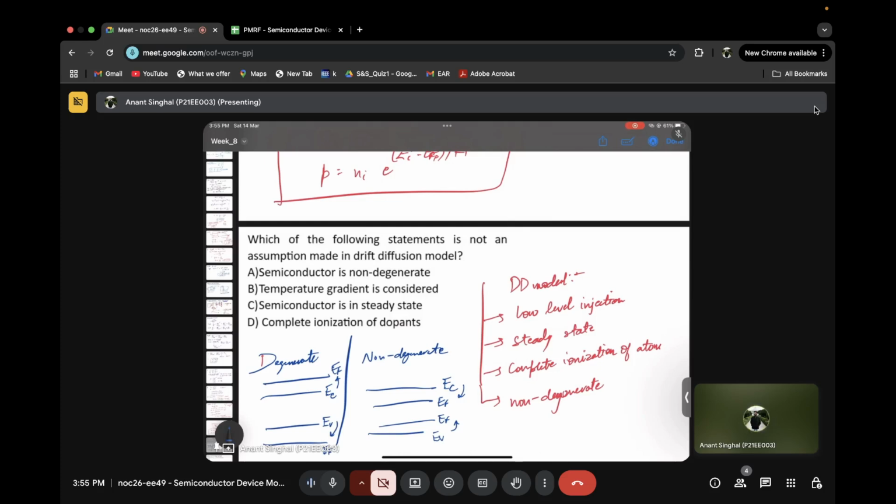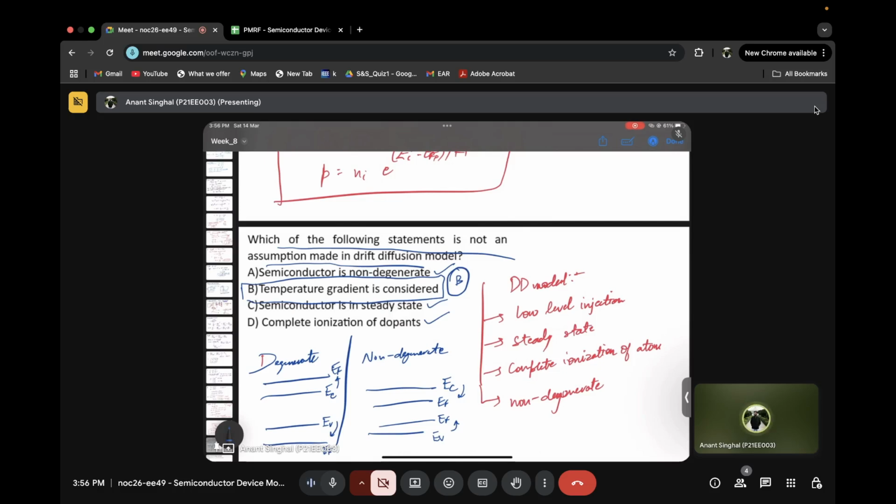Okay. So this problem is actually related to this only. Which of the following statements is not an assumption made? We always do it for non-degenerate, so that is actually true. We always consider steady state and we always consider complete ionization, and there is no temperature gradient being considered. We always keep it at a constant temperature for the derivation. So your correct answer for this problem is option B. So we'll study this one by one.